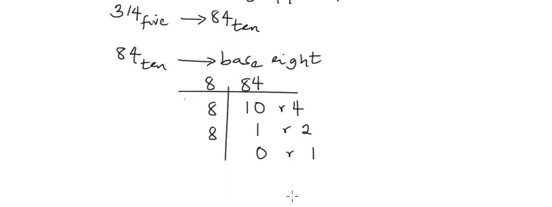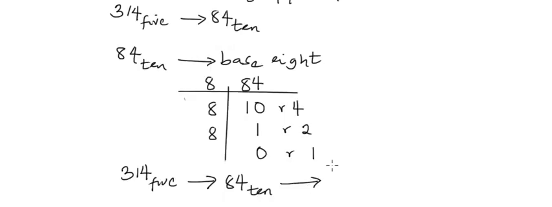So let's do that. Finally, what do we have? That means that 314 base 5 is the same as 84 base 10, and it is also the same as, we read up, do not forget, we start from up, 1, 2, 4. So 1, 2, 4 base 8.